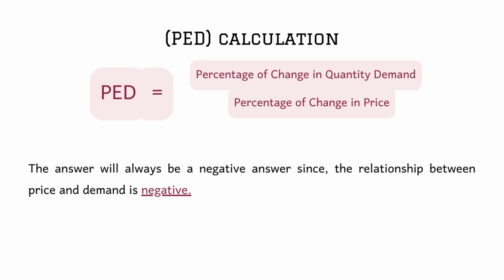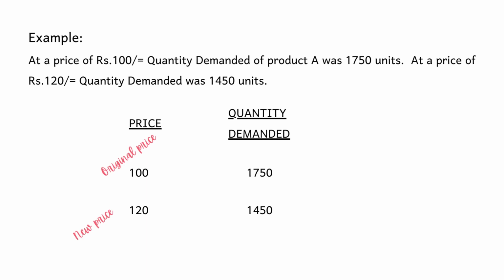Price elasticity of demand measures the sensitivity of a product to a change in its price. PED is calculated as the percentage change in quantity demanded divided by the percentage change in the price. The answer will always be negative since the relationship between price and demand is negative. Let me explain this using an example.